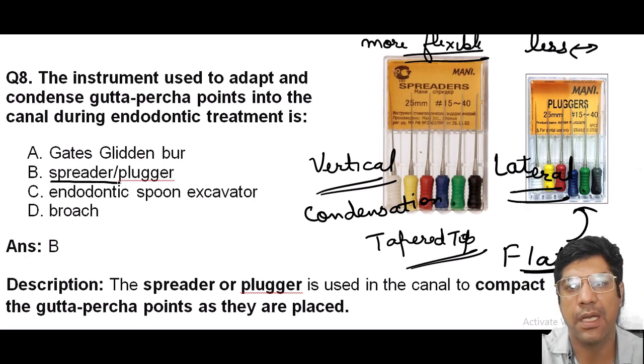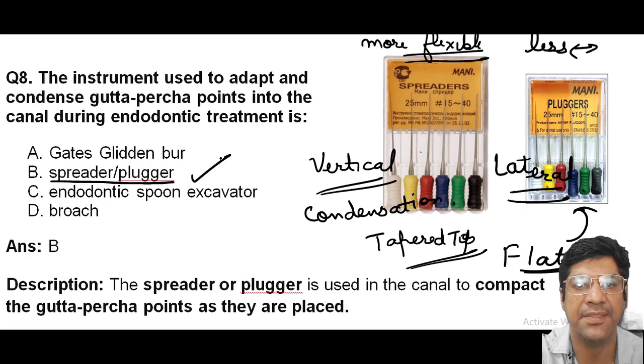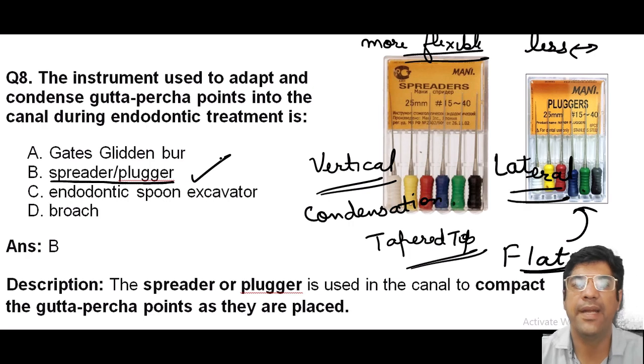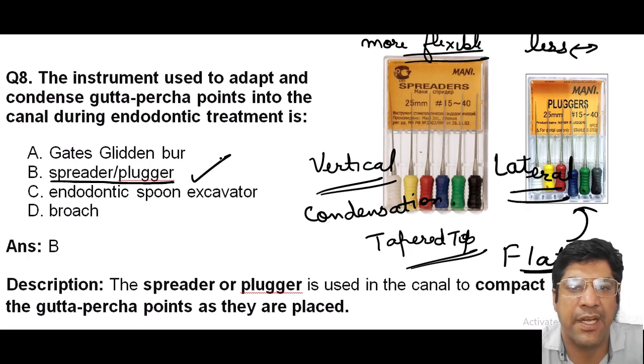Gutta percha is a material that is used to fill and seal the cleaned and shaped root canal space after the removal of the infected tissue. So let us say I have performed cleaning and shaping of the root canal using various endodontic files and reamers.